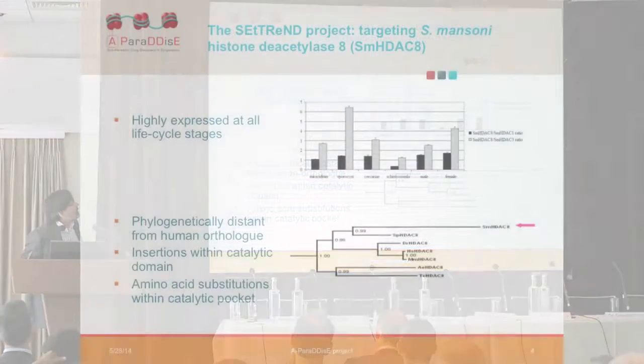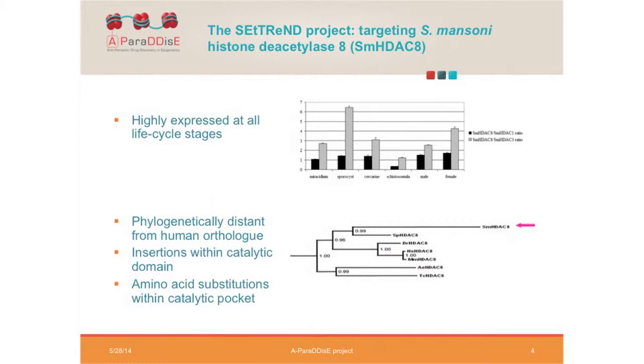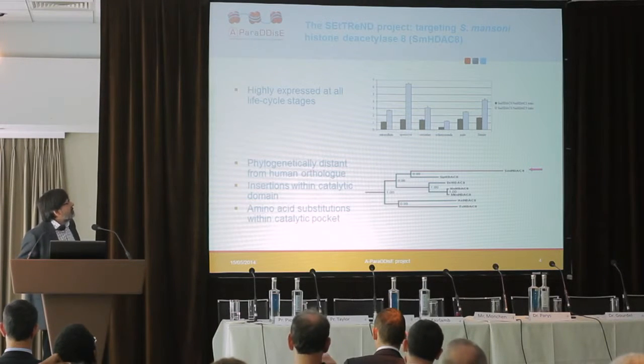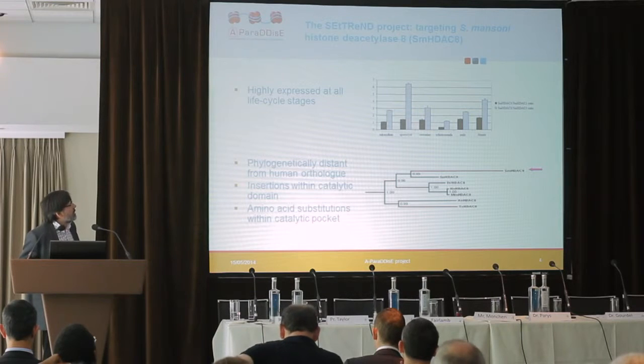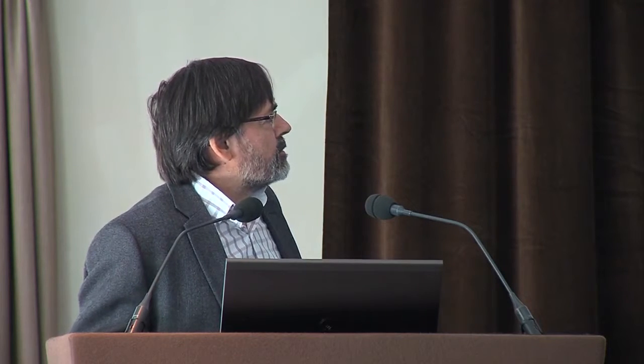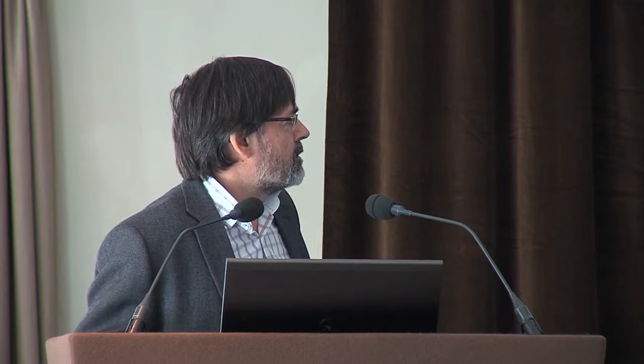The example I'm going to take is a histone deacetylase, which is a class 1 histone deacetylase, histone deacetylase 8, which interested us from the outset. Just rather subjective views. It was highly expressed at all life cycle stages. The SmHDACB is not normally highly expressed in mammalian cells, only in cancer cells. And it was phylogenetically distant from the human ortholog and had different structural differences in the active site and outside it. So this looked to be an interesting target.